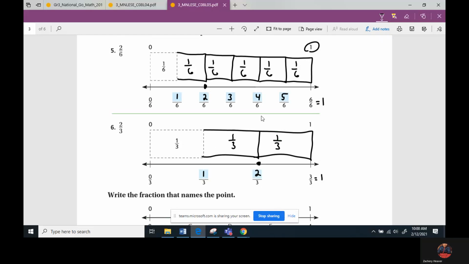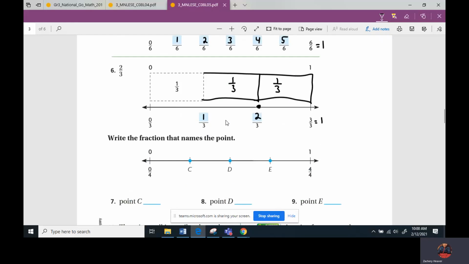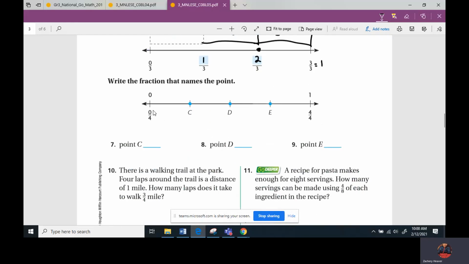Next one. Write the fraction that names the point. Well, let's get our fractions in here. We're dealing with fourths. 0/4, we have 1/4, 2/4, 3/4, and 4/4, which equals 1. Point C is going to be at 1/4. Point D is going to be at 2/4. And point E is going to be at 3/4. And that's that. Simple as that.